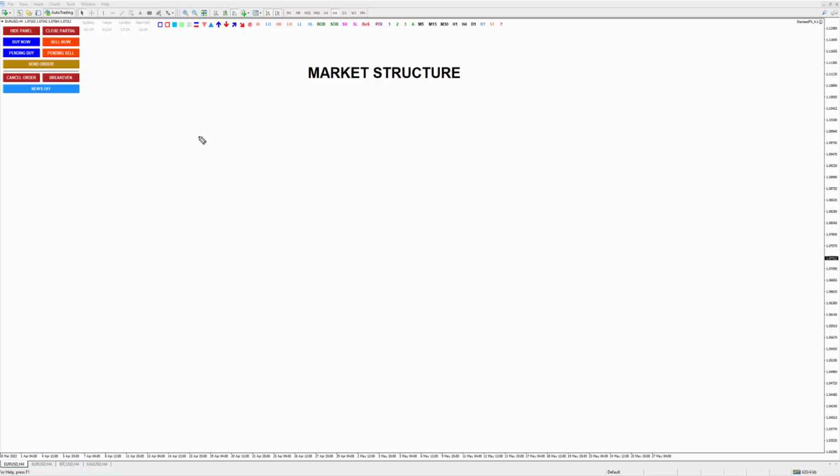Okay, so basically the main structure, now let's write it down again. There is main structure and minor structure. Now let's draw the main structure. It's the same, like I said.